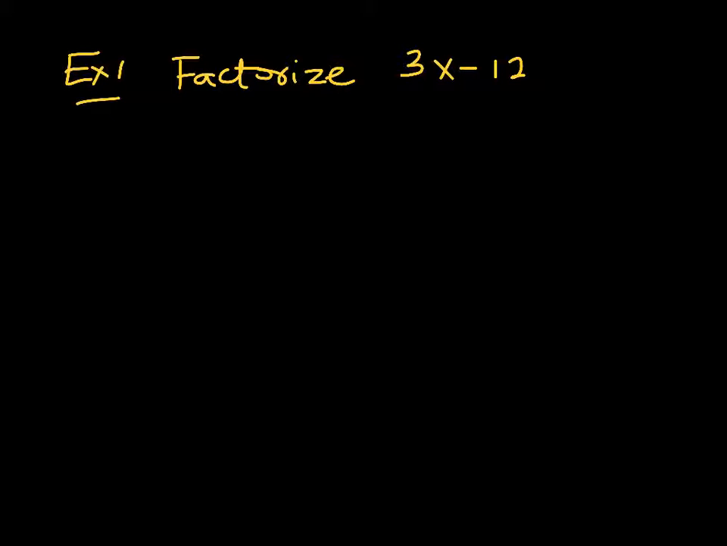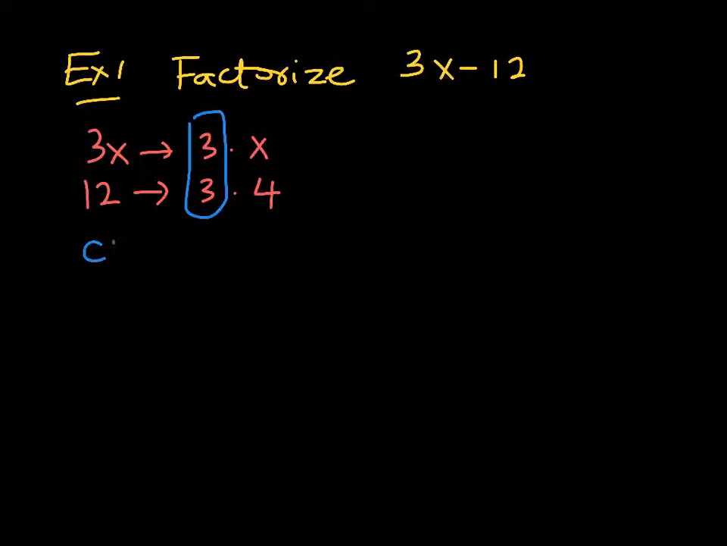First is you want to find what are the common factors. So first, what is 3x? 3x is the same as 3 times x. What about 12? 12 is the same as what? 3 times 4. So here we see that number 3 is common to both of them. So the common factor for these two is 3. Okay, now we know the common factor.